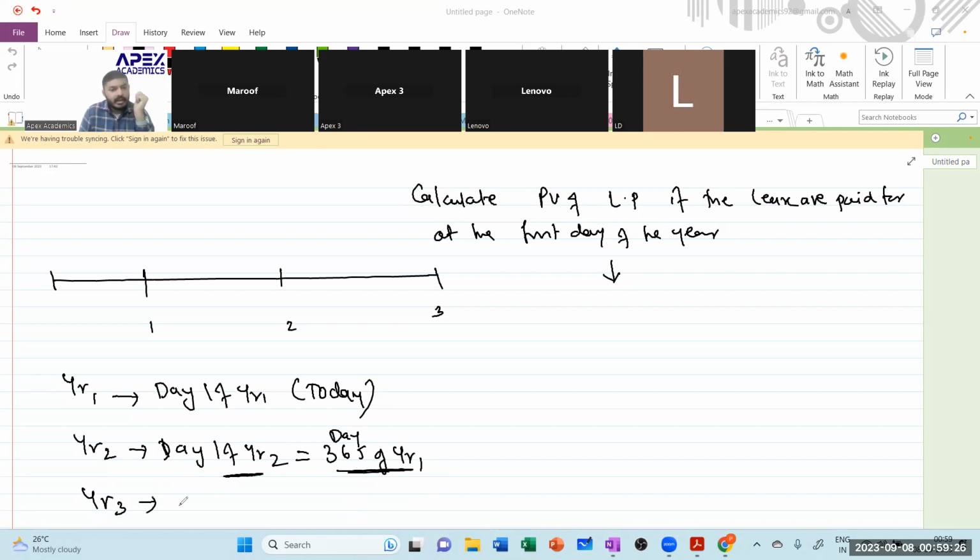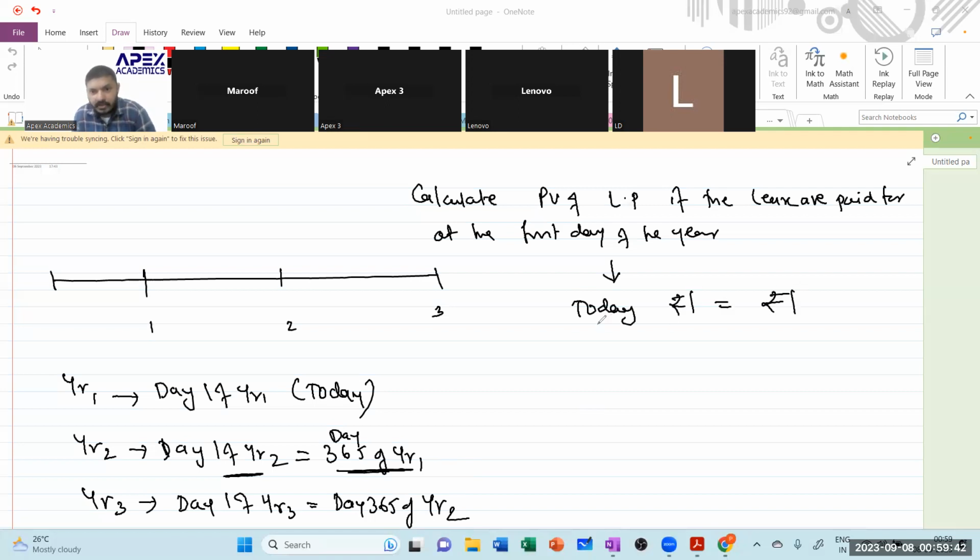Year 3, day 1 of year 3 is equal to day 365 of which year? Year 2. Perfect. Today, rupee 1 is equal to rupee 1. The value of 1 rupee is 1 rupee. Therefore, the discounting factor is equal to 1. Agreed or disagreed? Agreed.